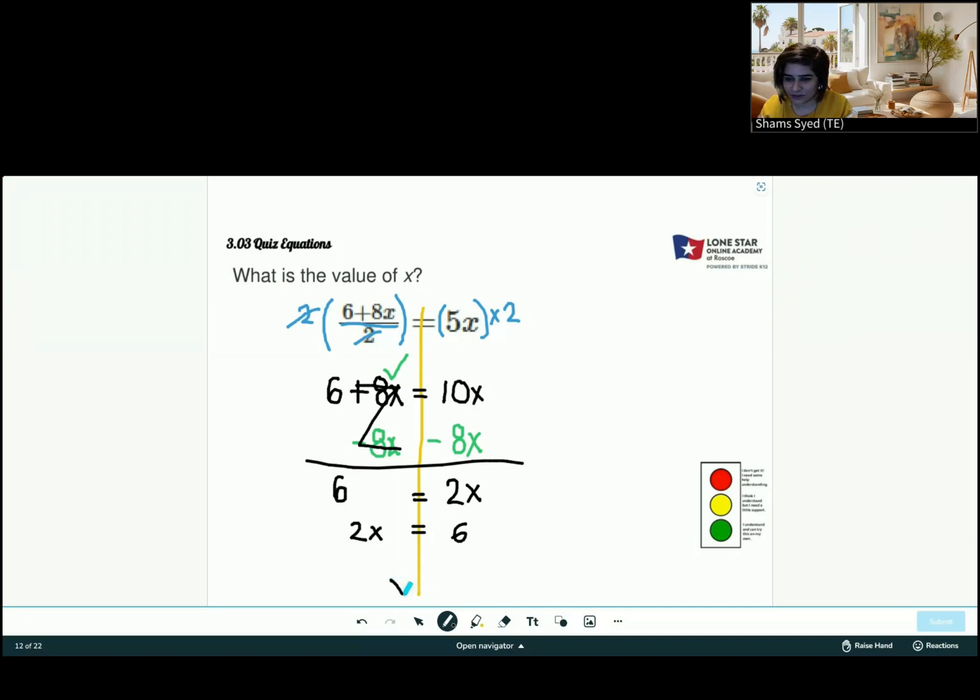But the value you want is for x. That means we want to divide both sides by 2. You want to get rid of this 2. So you divide both sides by 2. And 6 divided by 2 is going to be the value of x, and it is going to be 3.